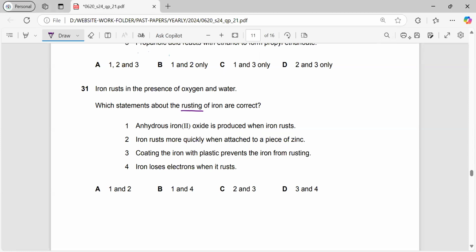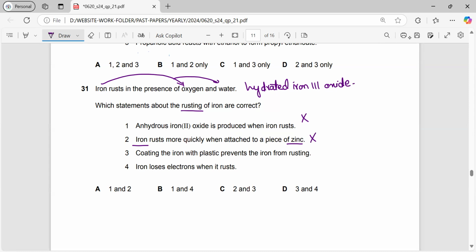Okay, rusting is hydrated iron oxide. When the iron is exposed to oxygen and water, it forms hydrated iron(III) oxide. That's called rusting. Is anhydrous iron oxide produced? No. Does iron rust more quickly when attached to a piece of zinc? No, because a piece of zinc protects iron from rusting.